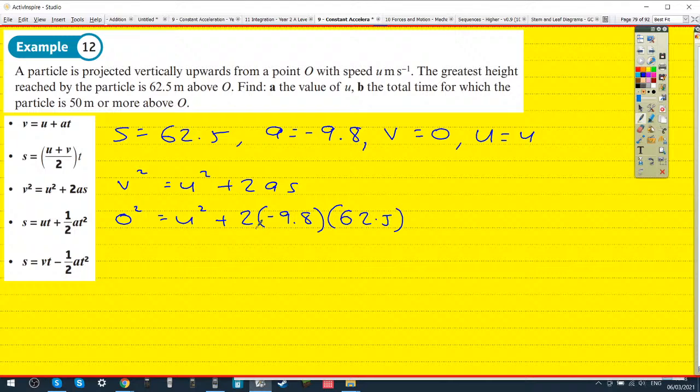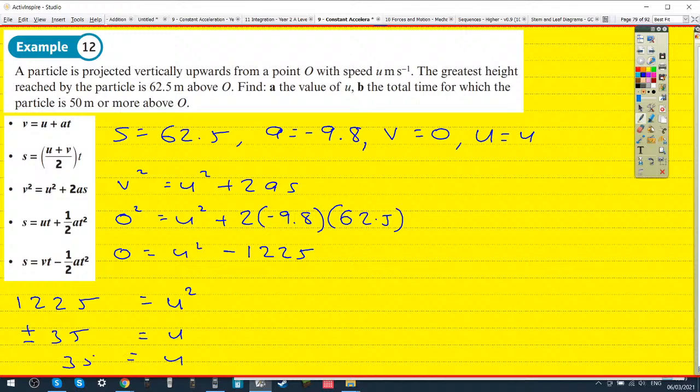I got minus 1,225. Okay. So it'd be 0 equals U squared plus or minus 1,225. And then you can add 1,225 on both sides, which gives you 1,225 equals U squared. Then you square root both sides, which is 35 equals U. Yeah, and so U is 35 meters per second.